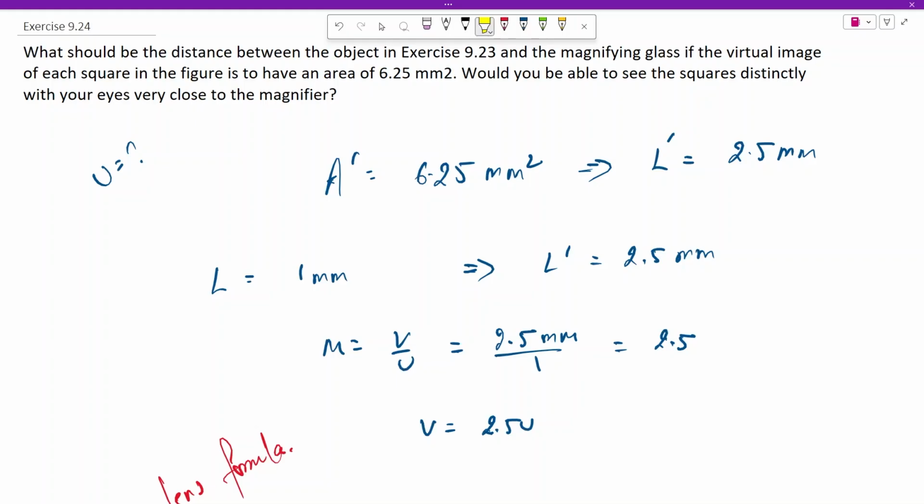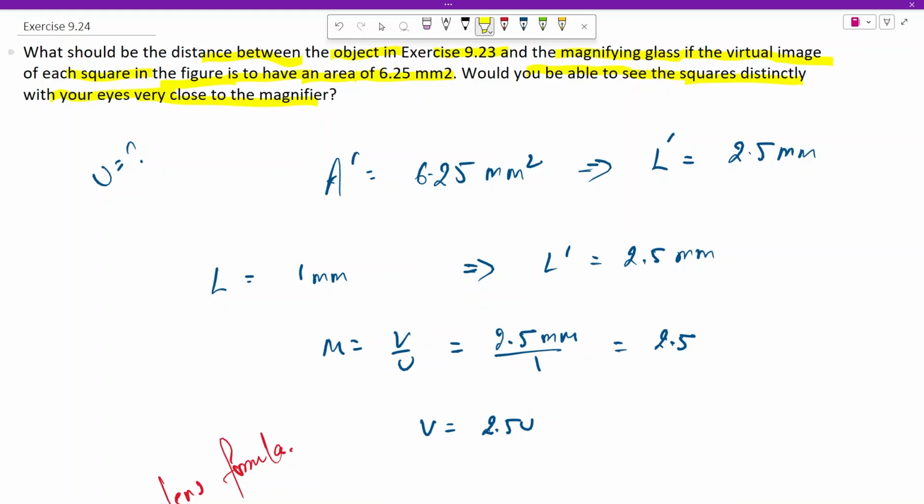The question is asking what should be the distance between the object in exercise 9.23 and the magnifying glass if the virtual image of each square in the figure is to have an area of 6.25 millimeters square. Would you be able to see the squares distinctly with your eyes very close to the magnifier?